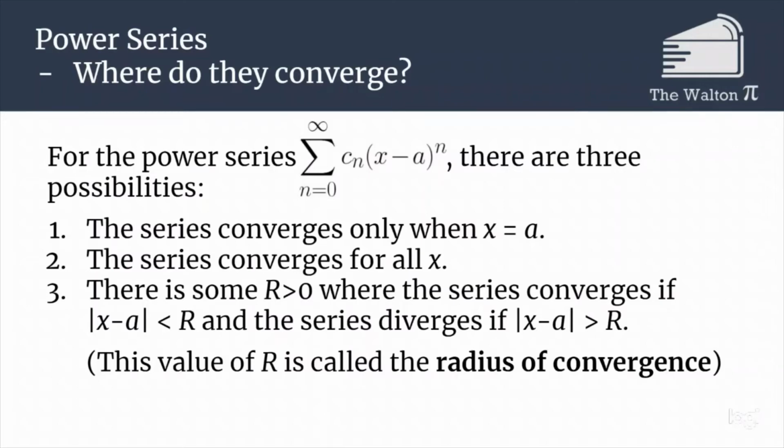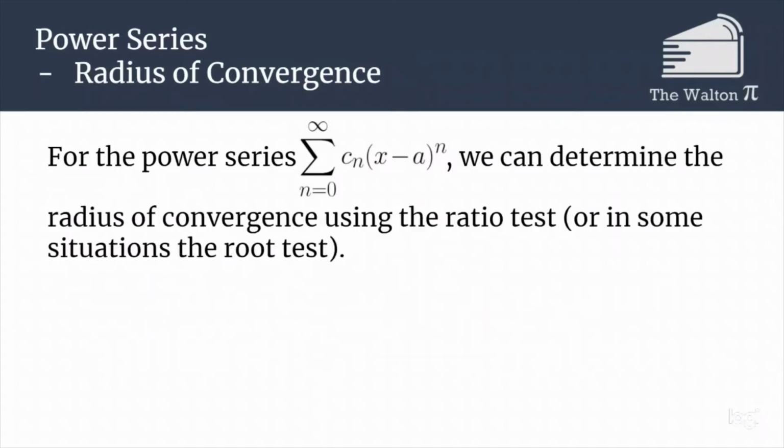So in all of these, we also can think of the radius of convergence for the other cases. So if a series only converges when x is equal to a, we would say the radius is equal to 0. And if the series converges for all x, we would say the radius is equal to infinity. So we can figure out what the radius of convergence of a power series is.